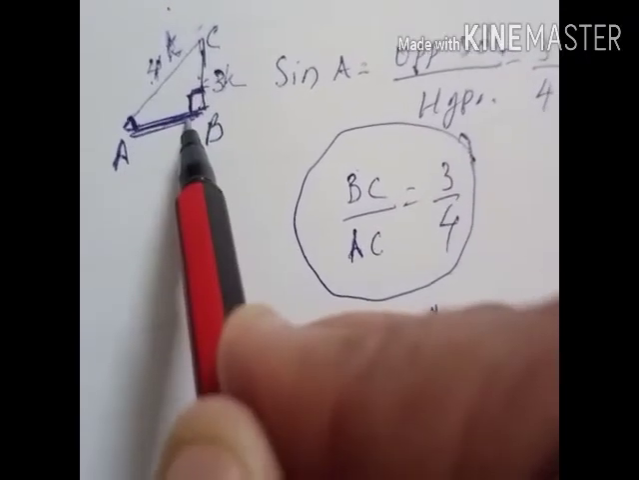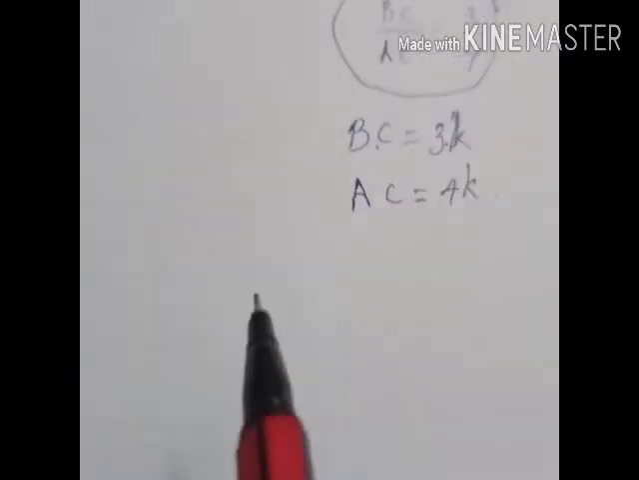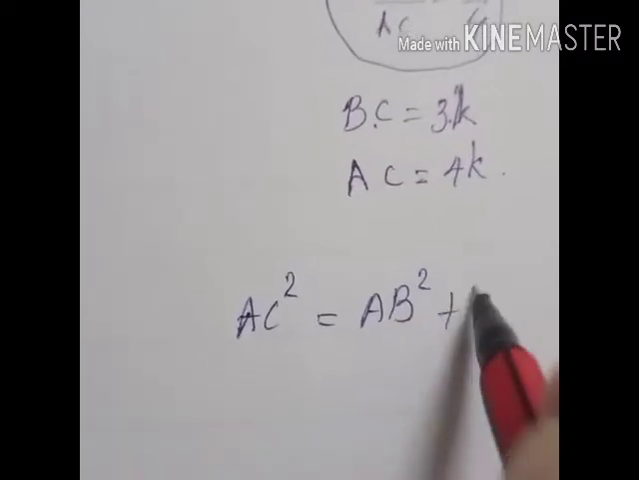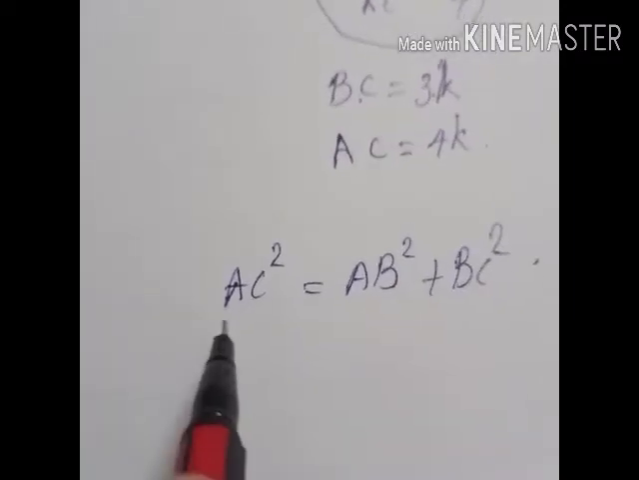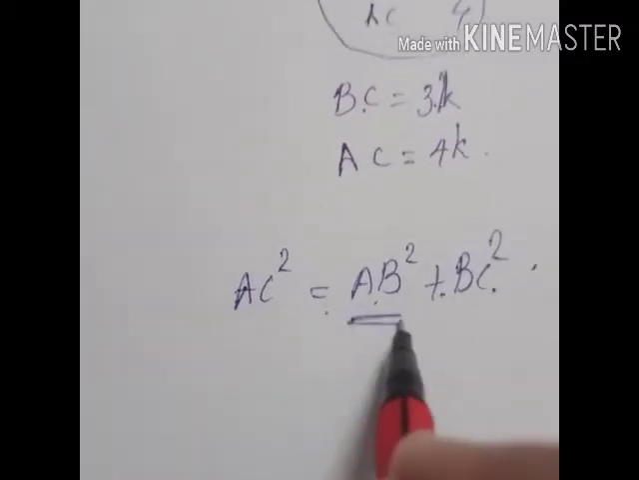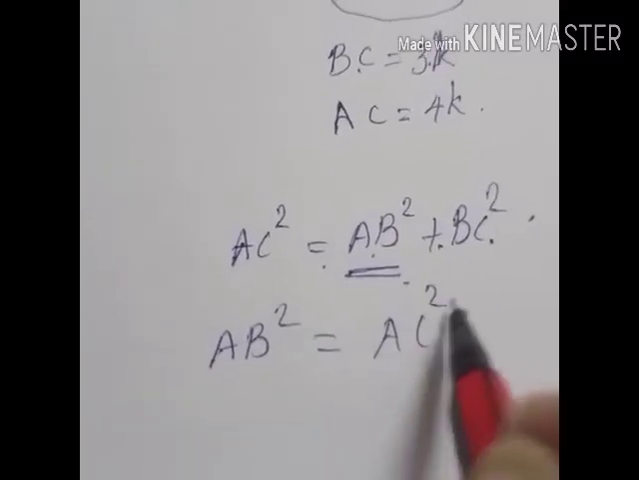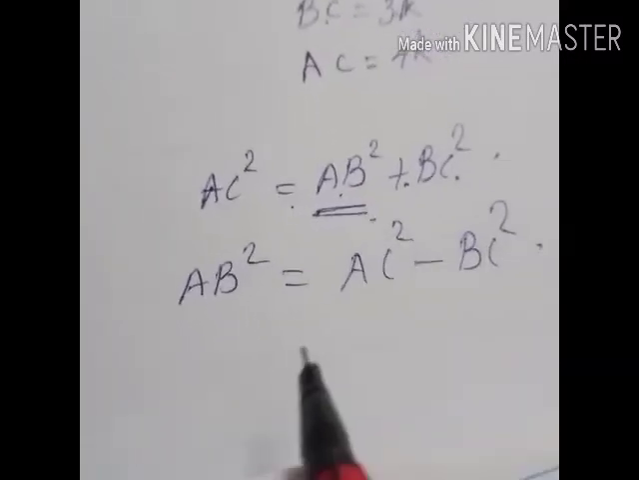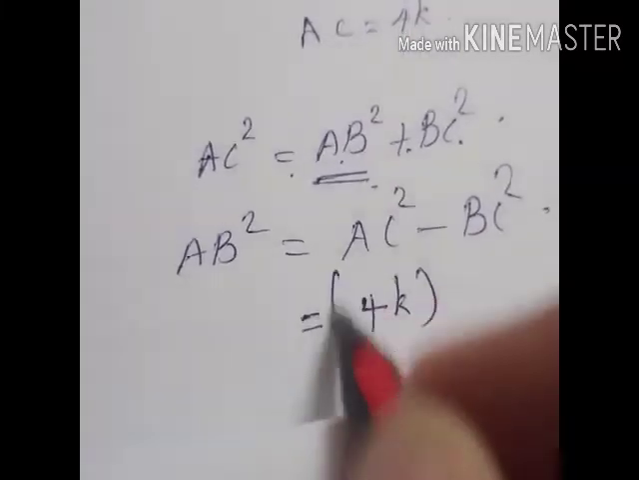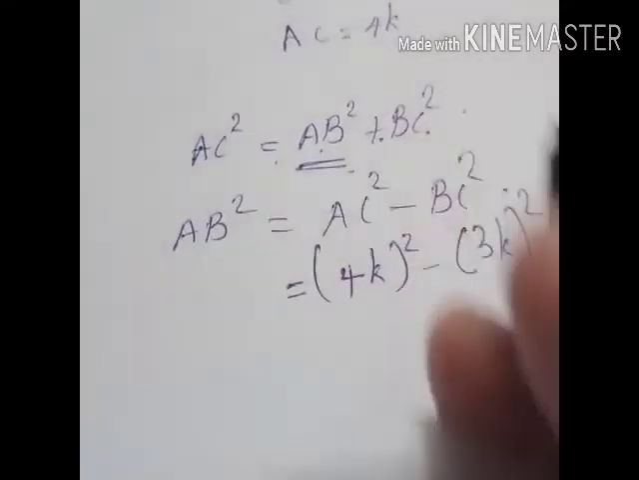By which property can we find this? By the Pythagoras property. By the Pythagoras property we get AC square equals AB square plus BC square. Hypotenuse square equals base square plus altitude square. But we have to find AB. So we can rewrite it as AB square equals AC square minus BC square. Then we can substitute the values. AC is 4K, so 4K square minus BC equals 3K, so 3K square.